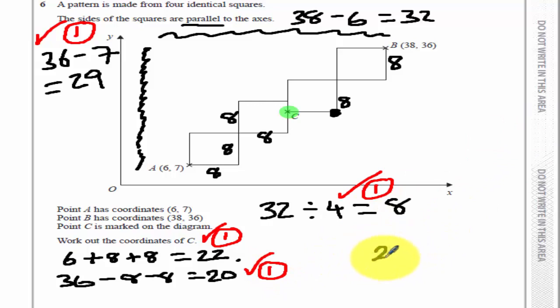And my fifth and final mark is for writing the answers nice and clearly for the examiner.